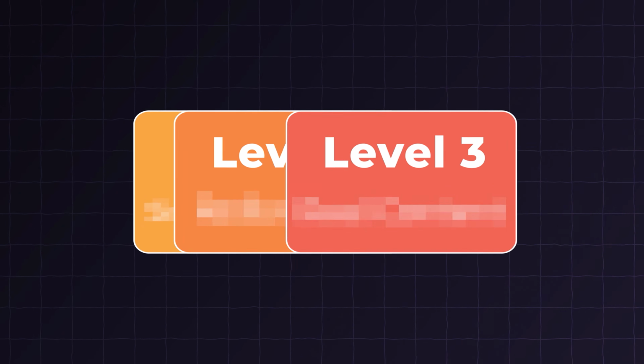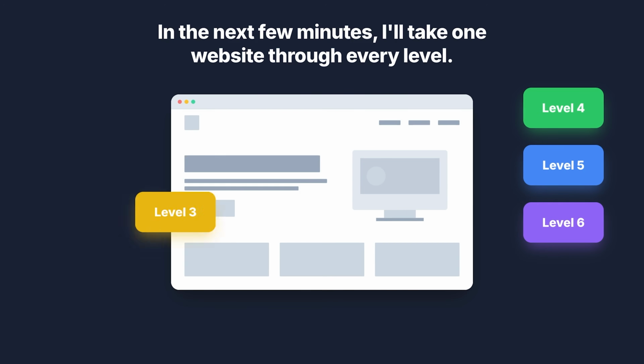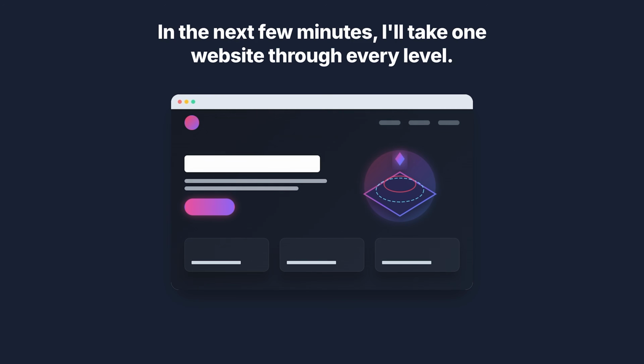But you get slop because Claude is missing 4 things out of the box and no prompt can fix it. There are 6 levels of Claude Code websites, and most people are stuck at level 1 without even knowing it. In the next few minutes, I will take one website through all 6 levels. And it's easy to follow even if you never touched Claude Code before.